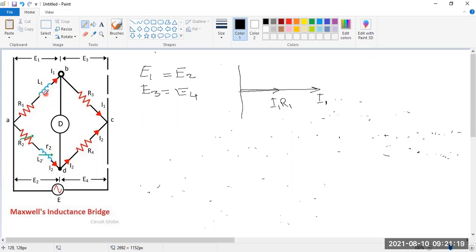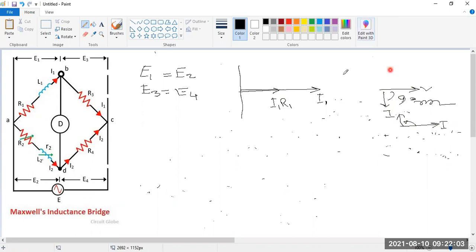But in the case of L, the potential drop in the L is not in phase, it should be 90-degree. If we take the reference of V, then for the I, for inductance, that is 90-degree lagging. So what happens if I is the reference? Then V is 90-degree leading. So if I is the reference, then V should be 90-degree leading. So here the same thing happens.